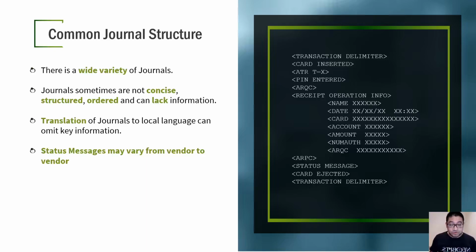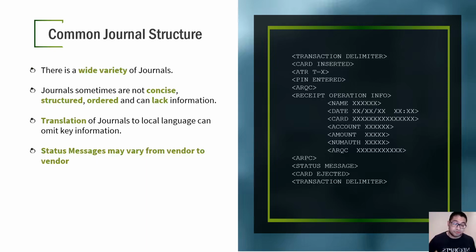But we will try to understand how a journal is structured. What are the parts that are most important to us? Even if the journals differ, we will try to get the highlights or the key parts that we will need to learn to detect transaction reversal fraud.